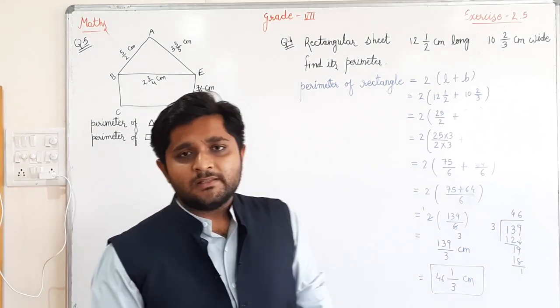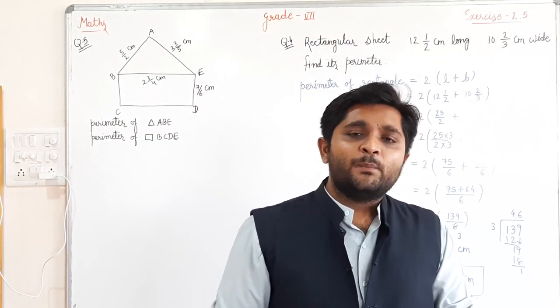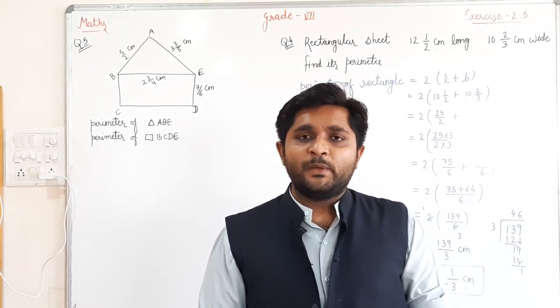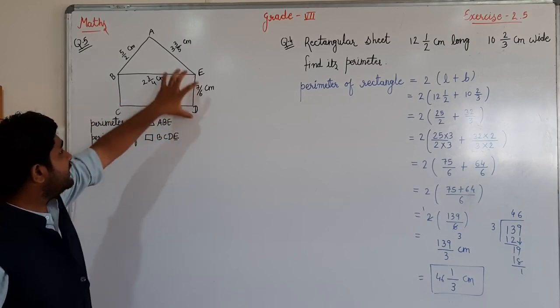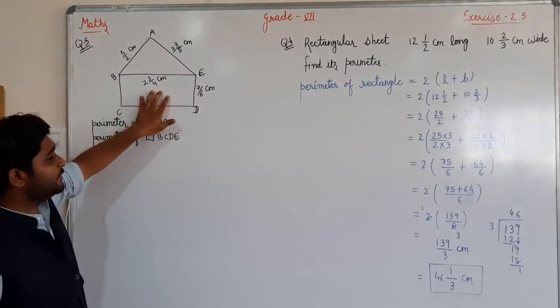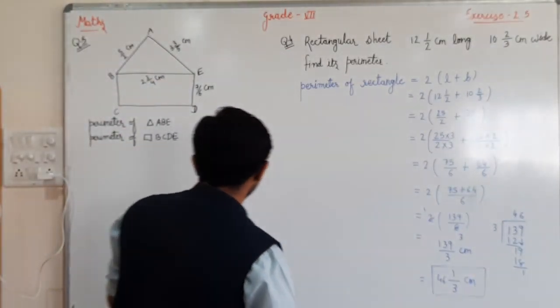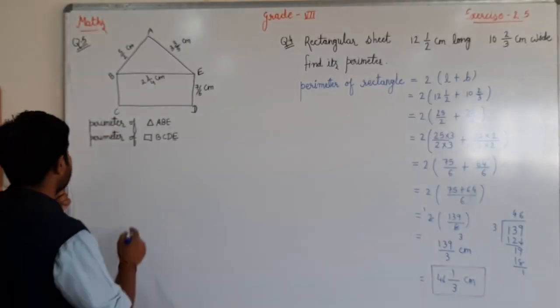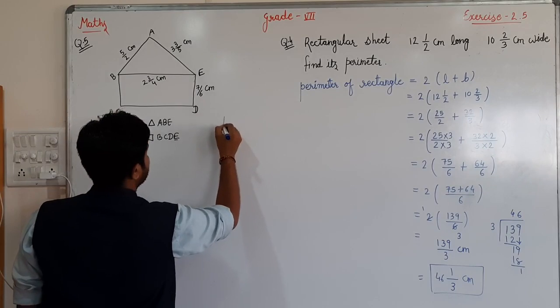Perimeter means just simply the addition of all its sides. So you will get the perimeter. And also we have to find the perimeter of the rectangle BCDE. We have to find the perimeter of this triangle and the perimeter of this rectangle. Okay, so let me find out the perimeter of both. So first of all, the perimeter of the triangle. That I am finding over here.